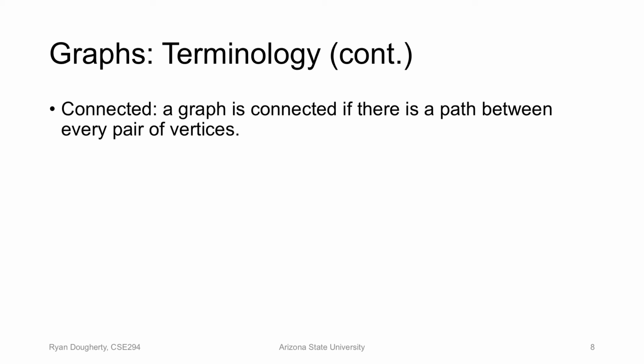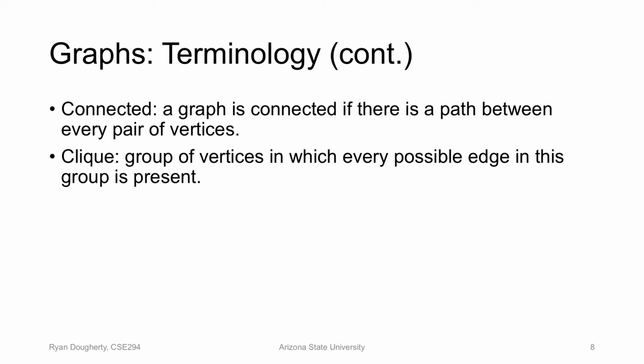I talked about connected before, but we say that a graph is connected if, informally, there is some way to get from every vertex to every other vertex, right? There's not some vertex that's out somewhere in the middle of nowhere, not connected to anything. So in order to be connected, you must be able to get from any vertex to anywhere else, right? And I have an example of this.